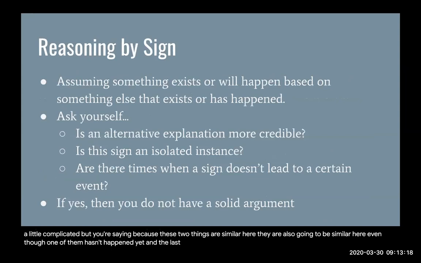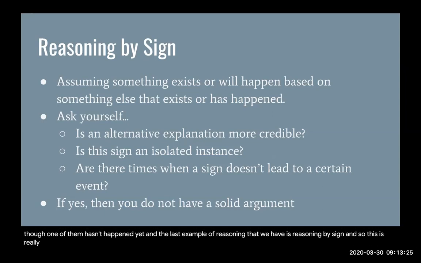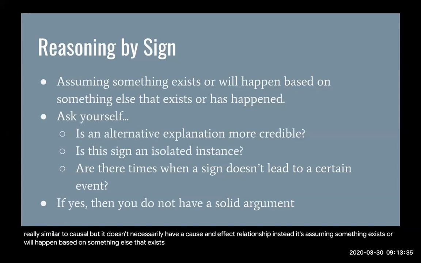And the last example of reasoning that we have is reasoning by sign. This is really similar to causal, but it doesn't necessarily have a cause and effect relationship. Instead, it's assuming something exists or will happen based on something else that exists or has happened.